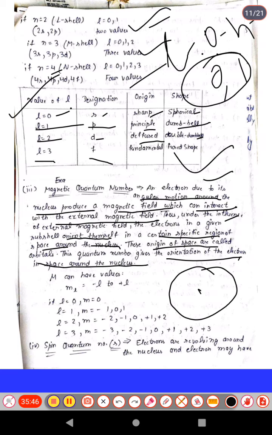That will give the magnetic quantum number value, and these have values from minus l to plus l. For example, if l equal to 0, m is 0. L equal to 1, m has 3 values: minus 1, 0 and plus 1. L equal to 2, m has different values: minus 2, minus 1, 0, plus 1, plus 2. Okay. Similarly, l equal to 3, the values are.